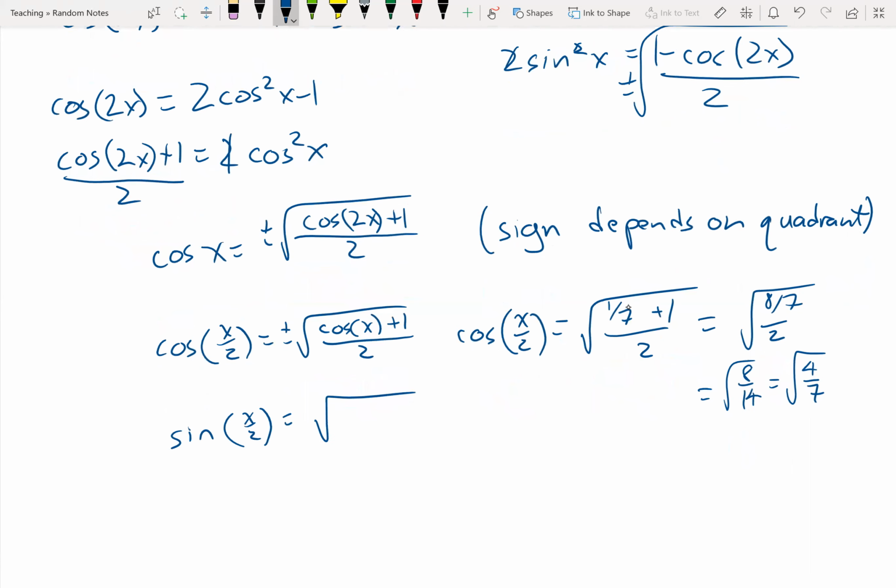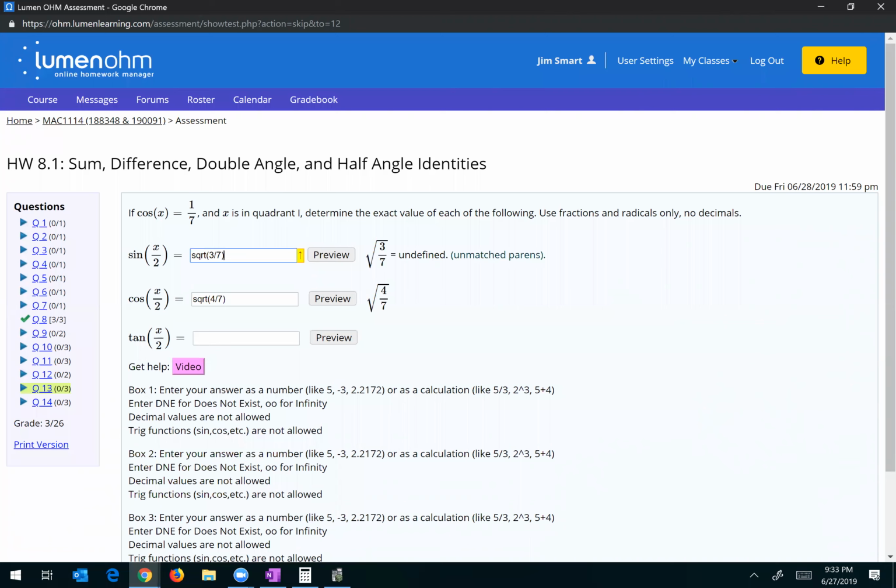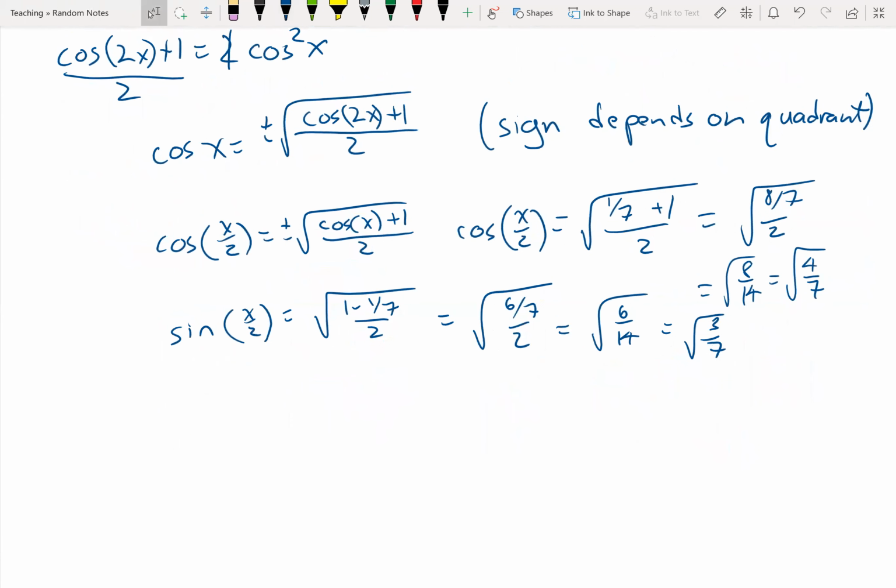I'm going to use the positive square root again. So 1 minus a seventh over 2. 7/7 minus a seventh is 6/7 over 2, which is the square root of 6/14, which is the square root of 3/7 when I reduce. So this one, square root of 3/7, and then tangent again is sine over cosine. So tangent of x over 2 is the sine of x over 2, square root of 3/7, over the cosine, square root of 4/7.